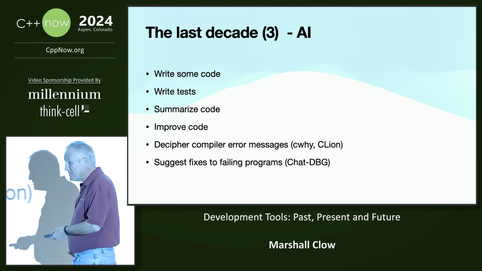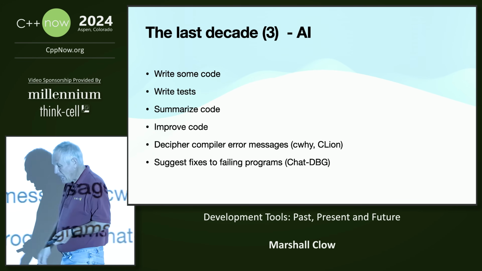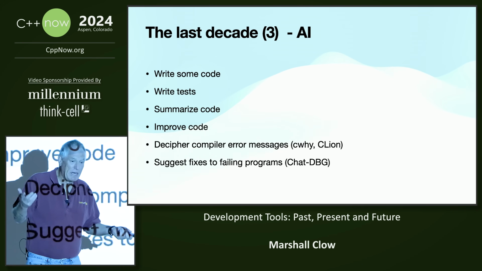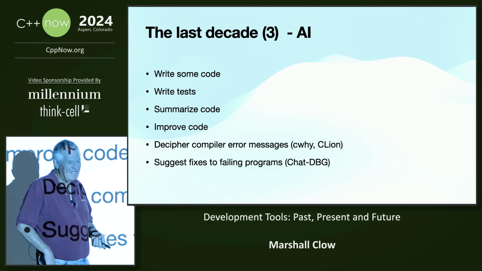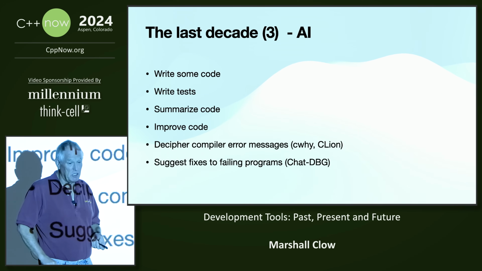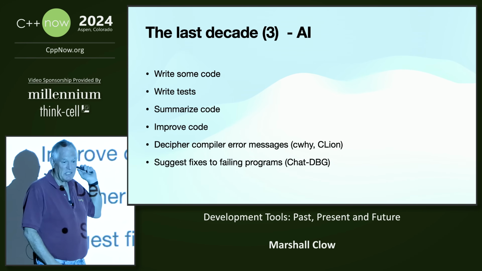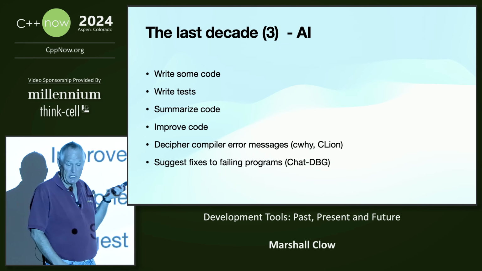What can AI do for you? It can write some code. It can take a description and write some amount of code. I haven't seen too many really large amounts of code, but small to medium-sized chunks of code. Anastasia gave a real nice demonstration of that in her keynote on Monday morning.